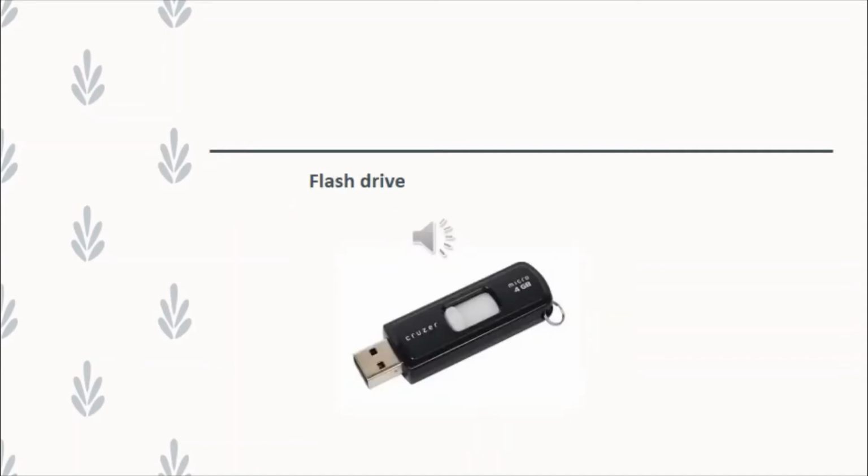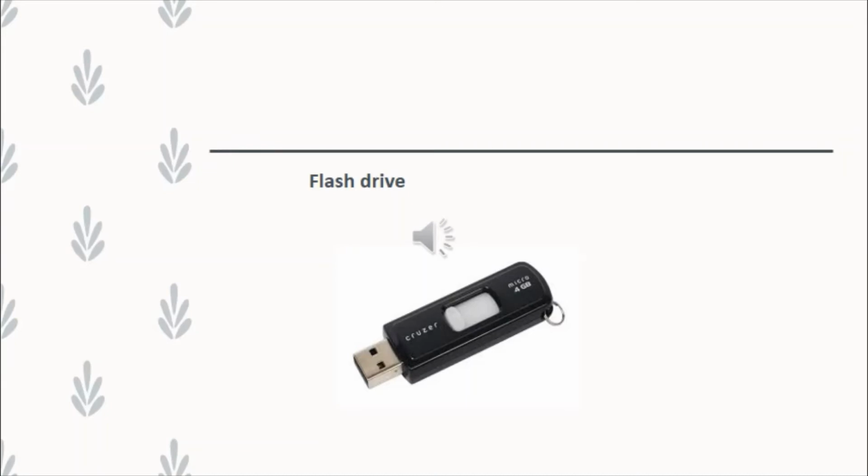Next is the flash drive. You are all well acquainted with this word. What is a flash drive? Why do we use it? A flash drive is a small storage device that can be used to transport files from one place to another. For example, you have written a document or prepared a paper on your computer and you want a backup of these documents. You can easily insert the flash drive into a USB port and create a backup of these documents.